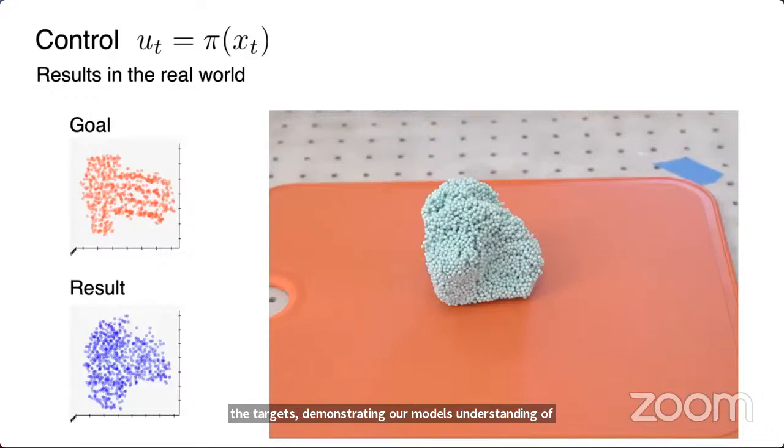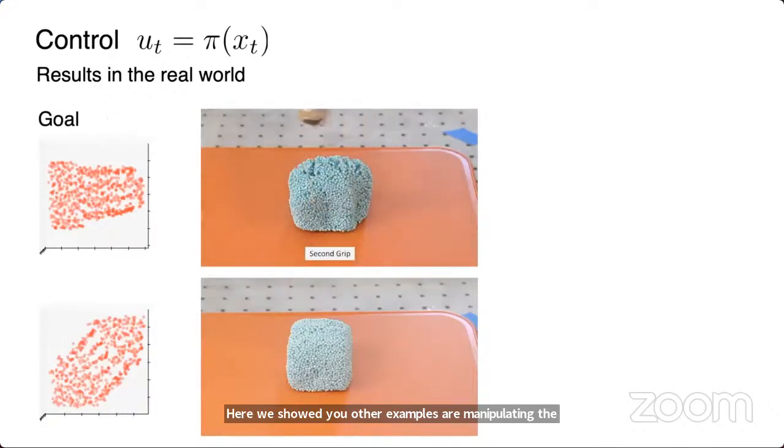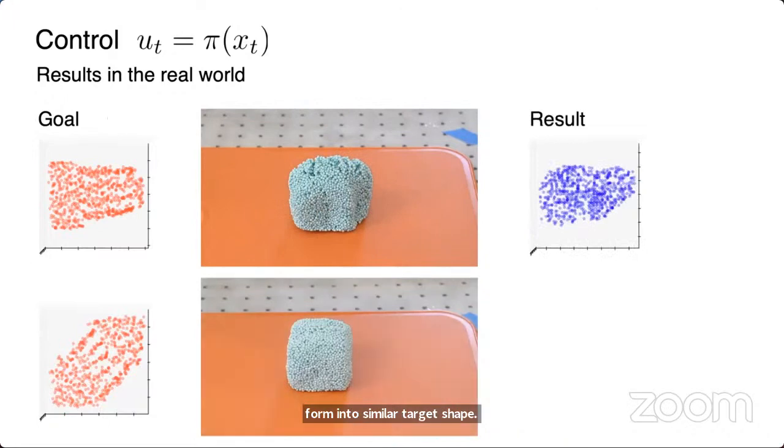guide the controller's actions. Again, the results are not perfect, and there is still large room for improvement in using a general-purpose robot to manipulate a deformable foam into an arbitrary shape. Here we show 2 other examples of manipulating the foam into simpler target shapes. Here's a horizontal shape. Here is a tilted shape.